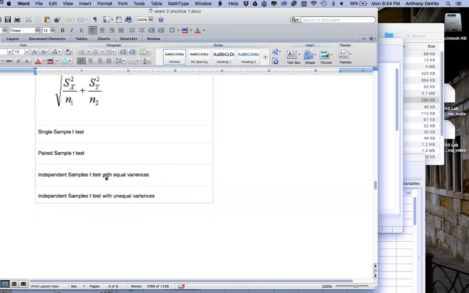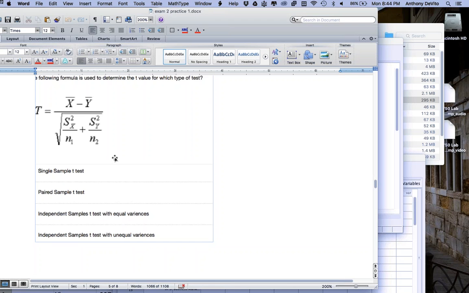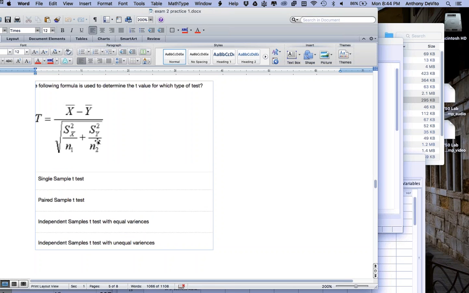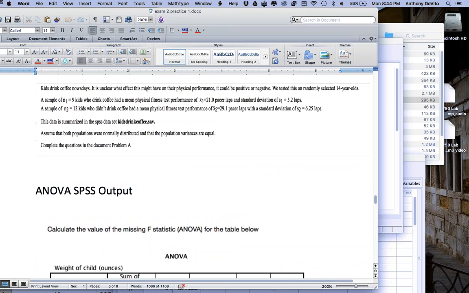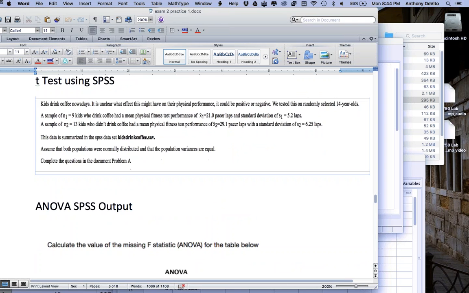It's an independent samples t-test, x and y, with equal variances or with unequal variances. I'll answer this one for you since you don't have formulas in front of you, but it's with unequal variances. This is the formula that you would use for standard error with unequal variances. Okay, so just so you know, like I said, we'll make up a sheet for ourselves so we're ready for it.